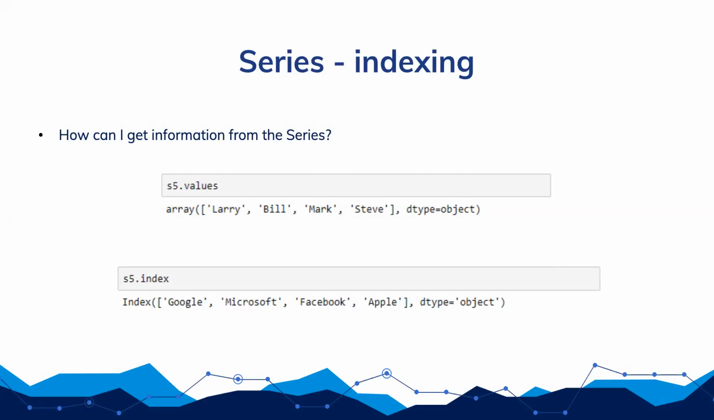So Series has a lot of properties also. If you call series.values, you just get an array with the data of your series. And if you want to get an array with the names of the index, you just put series.index and you get an array with information about the index.